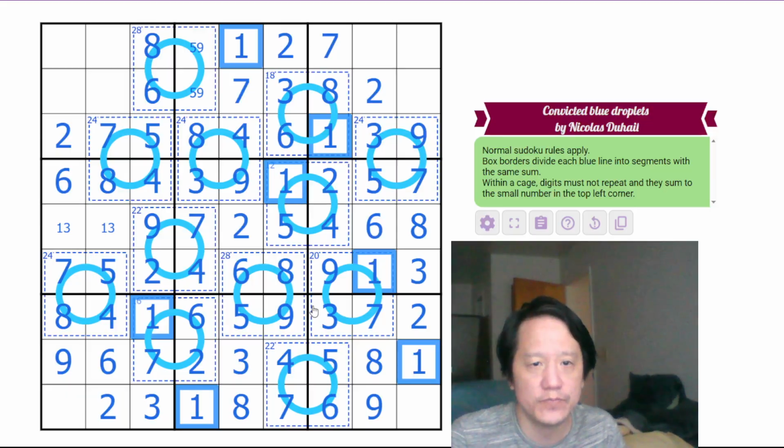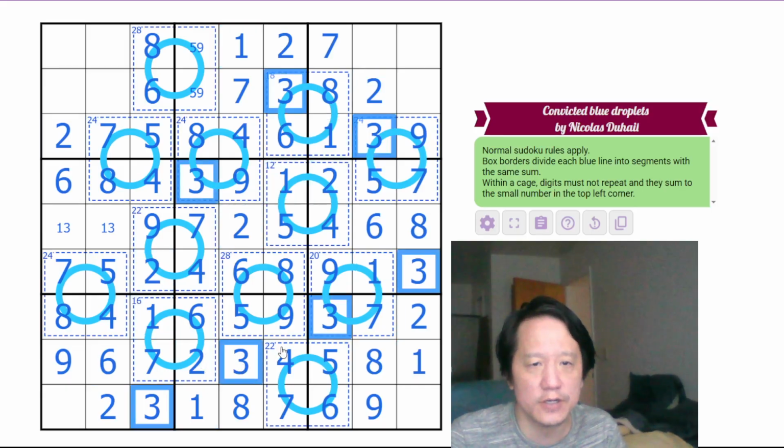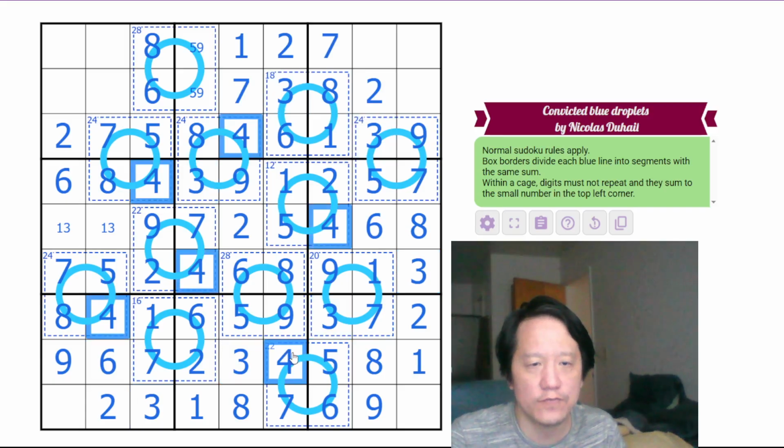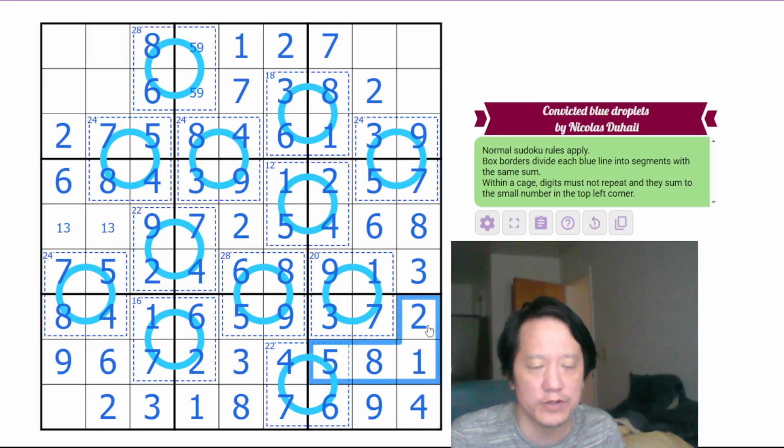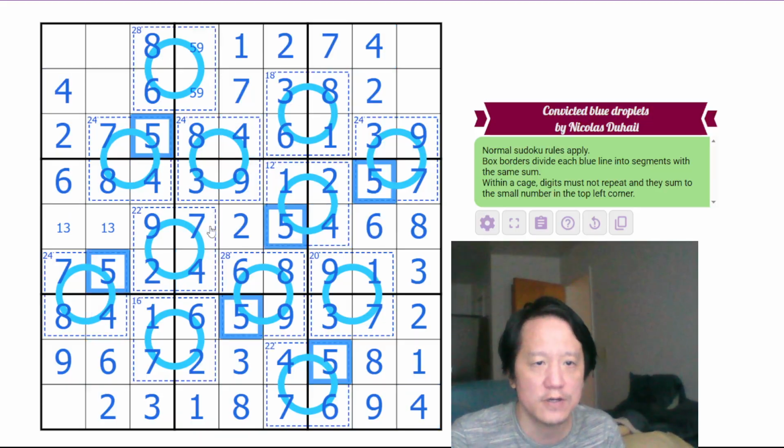1, 2, 3, 4. We do know that this has to be a 4 here because there's no other place for it in the box. In column 8, 4 has to be there. That gives us 1, 2, 3, 4, 5, 6, 7, 8 4s. So we know where the last 4 is. It's there. 5. In row 9, 5 has to be there.